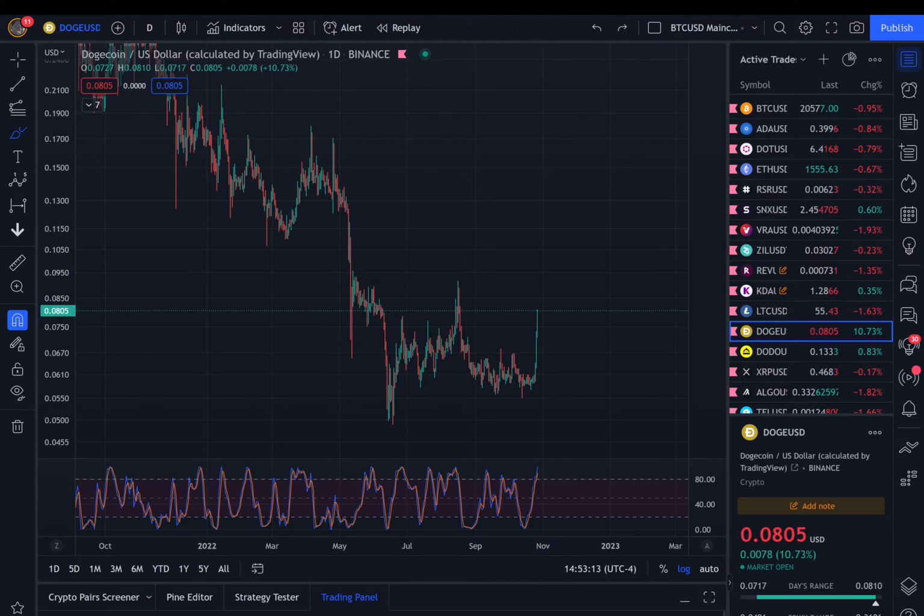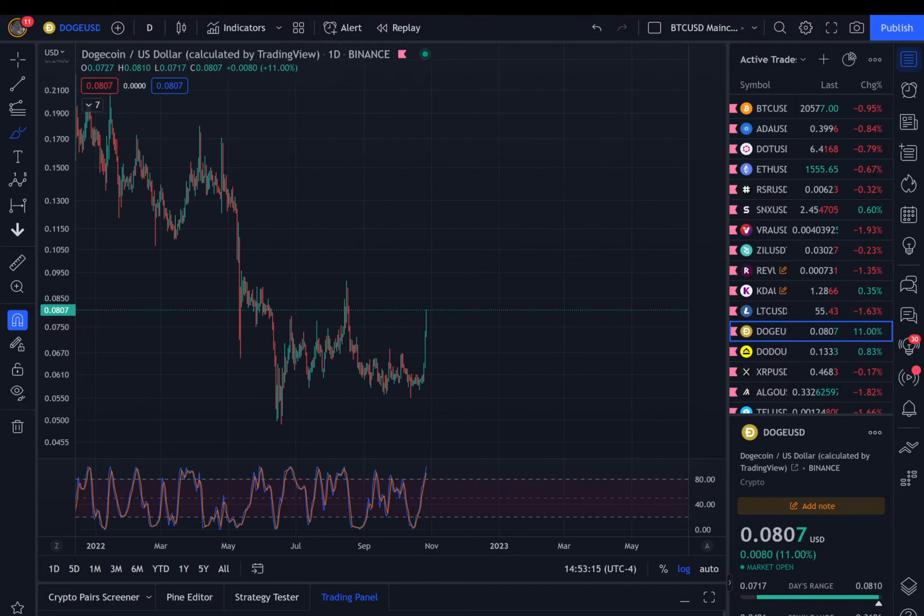Let's see. So that's Dogecoin. Let's see. We were on ETH. Let's go to Reserve Rights.